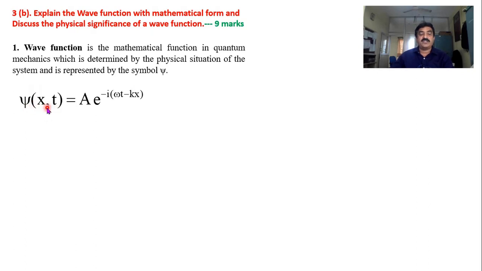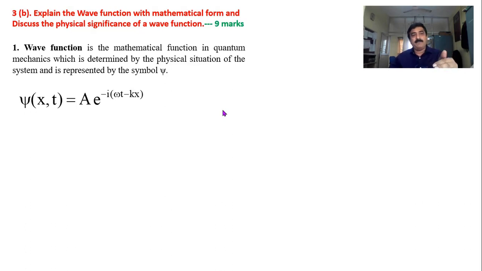I told you, it is a function of position and time, is equal to A e to the power of minus i (omega t minus kx). Actually, wave function is imaginary. Wave function here it is negative. But I told you, wave function represents probability of finding the particle. So probability cannot be imaginary. Probability cannot be negative. I will come to that later on.